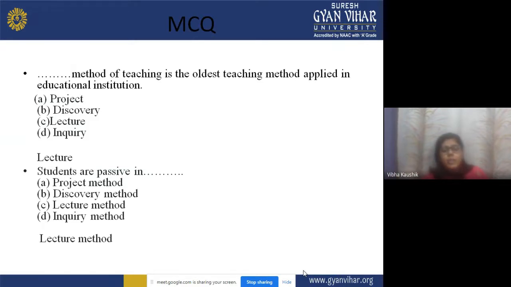Students are passive in which method? In which method are students not actively involved in the teaching-learning process? The options are: A, project method; B, discovery method; C, lecture method; or D, inquiry method. The correct answer is the lecture method, option C.